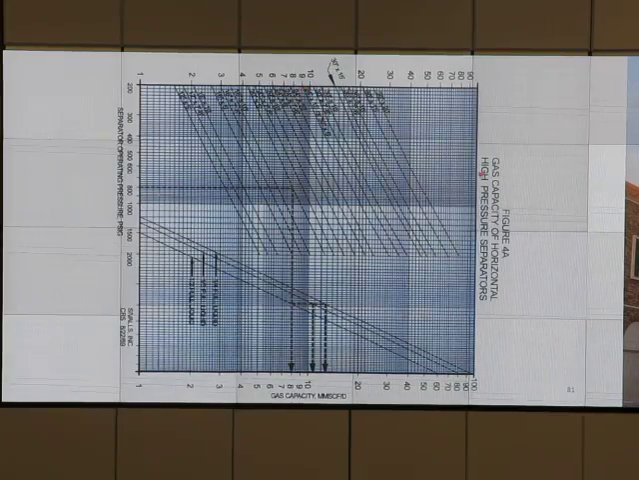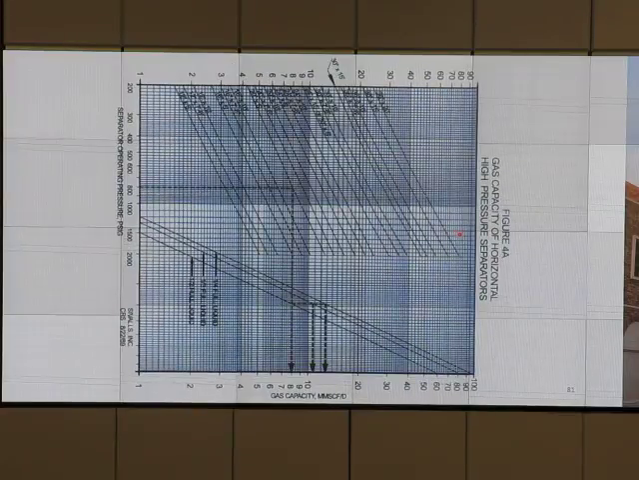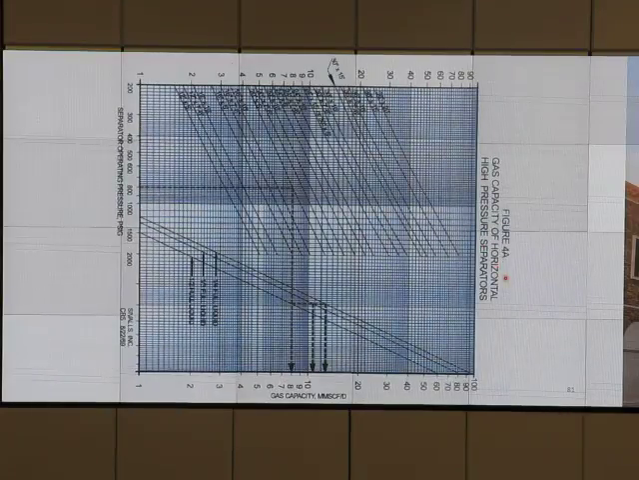So this one is high pressure. It's the same thing, but I tilted it so that it can be bigger on the chart. This is the horizontal high pressure separator. This is the gas capacity of the horizontal high pressure separator. Okay, a different range of sizes.